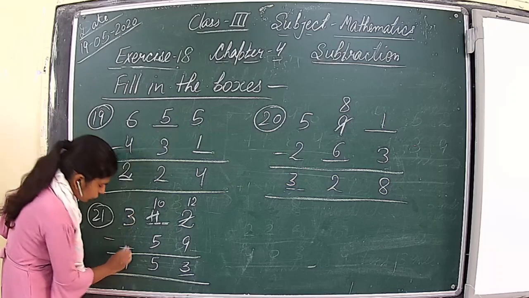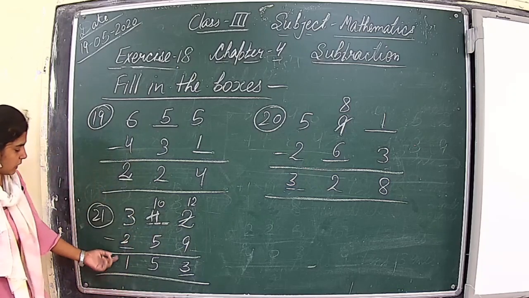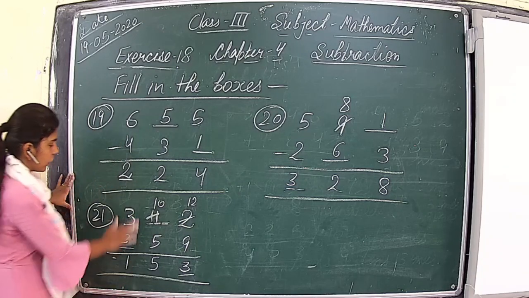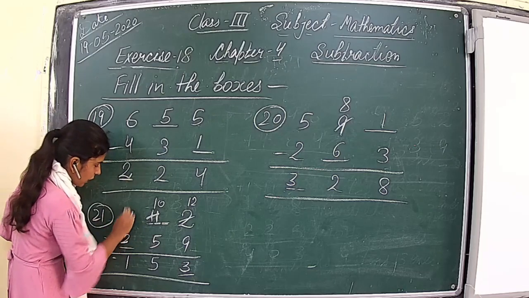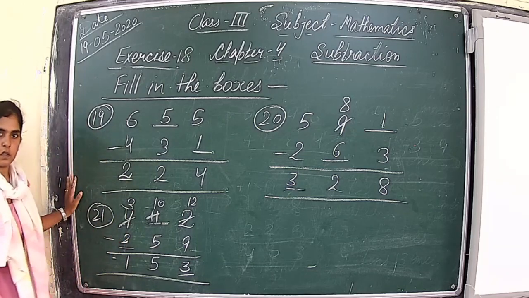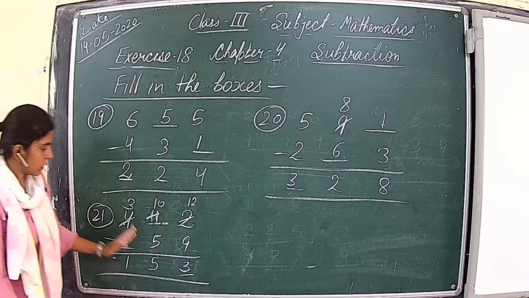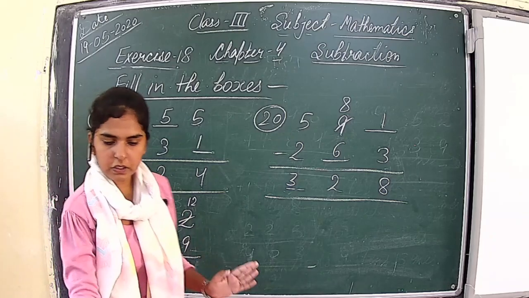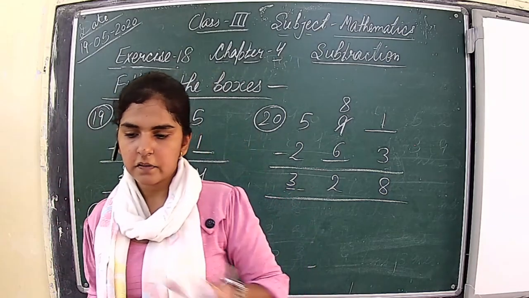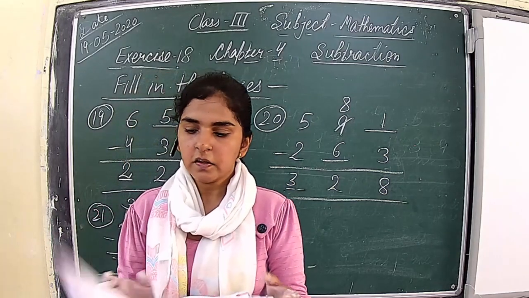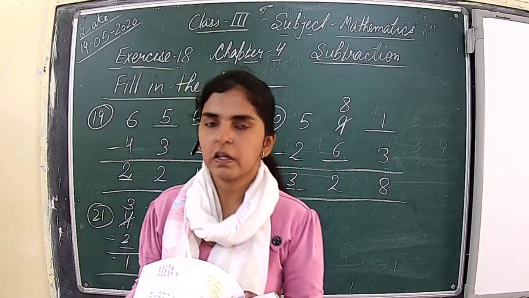From 3 which number should be subtracted so that we get 1, that is 2. So what will you do here? You will write here 4 and then you will make it 2. Okay. So this is the solution of question number 21. Now our exercise number 18 is completed. In next class we will continue exercise number 19.